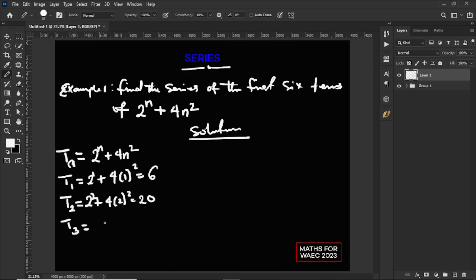Then the third term, we have 2 raised to power 3 plus 4 into 3 all squared. Then we have 3 raised to power 2 is what? 9. 9 times 4, 36. 36 plus 8, that's 44. Okay? So T4, we have 2 raised to power 4 plus 4 into 4 raised to power 2.